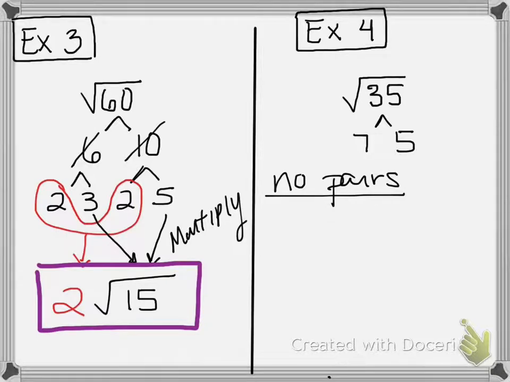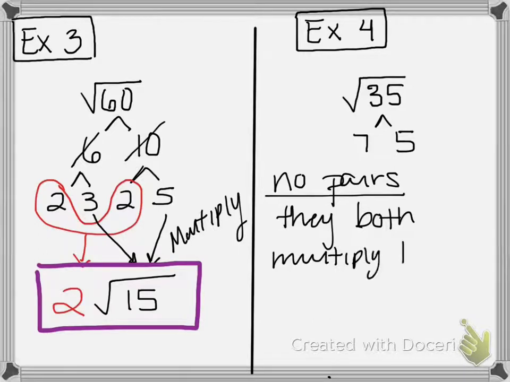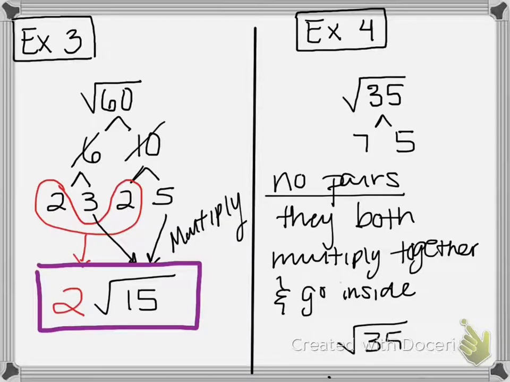If there are no pairs, that means that those numbers both multiply together and go inside the radical. So because I cannot break down, radical 35 is actually my answer in this case. Okay, it looks kind of weird because you're just giving back exactly what we had as our problem, but because we cannot break it down, radical 35 is as simplified as this example is going to get.